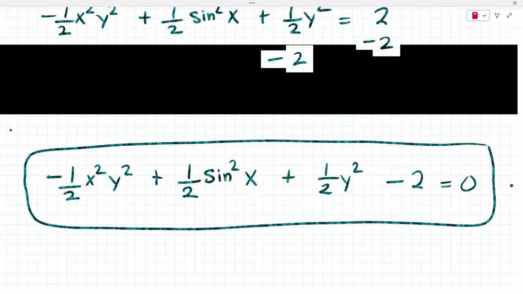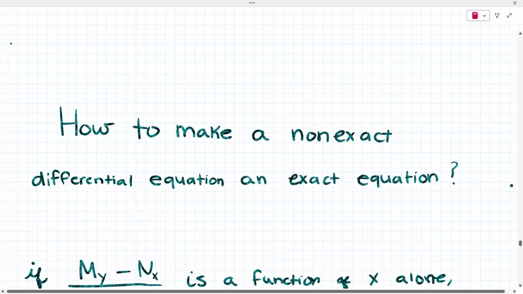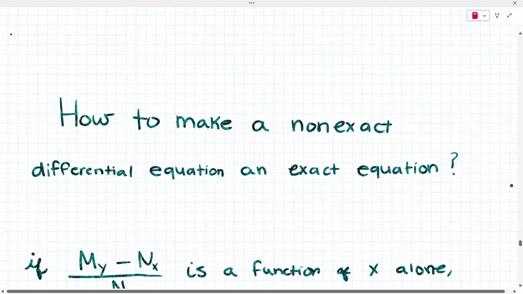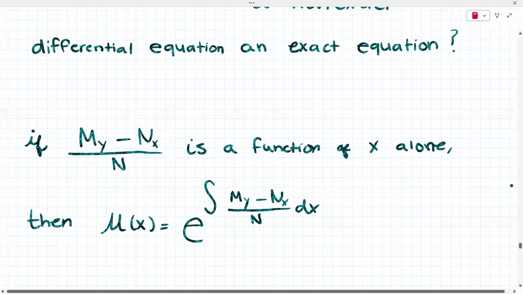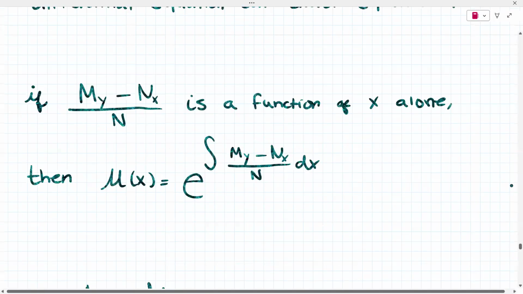Okay, so what if it wasn't an exact equation or an exact form? There's a way you could make a non-exact differential equation into an exact equation. So if M sub y minus N sub x, all over N, is a function of x alone, then mu of x equals e to the integral of (M sub y minus N sub x) over N dx.